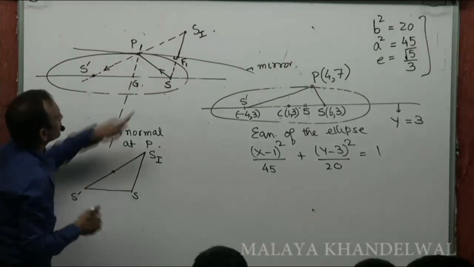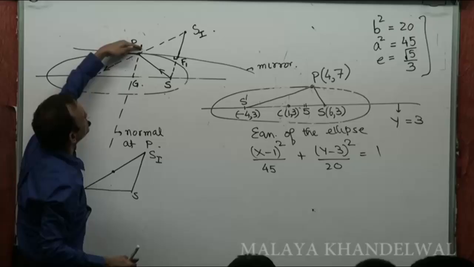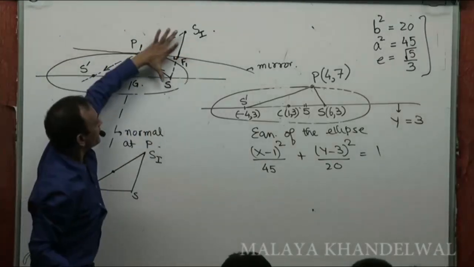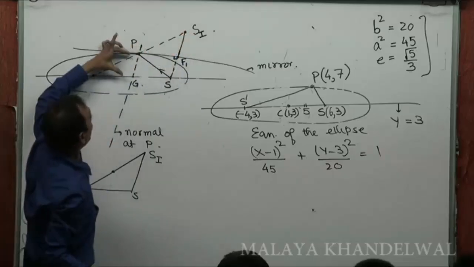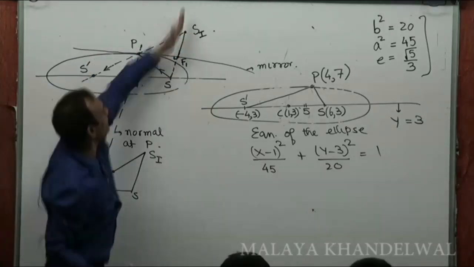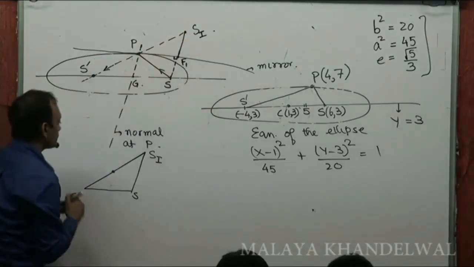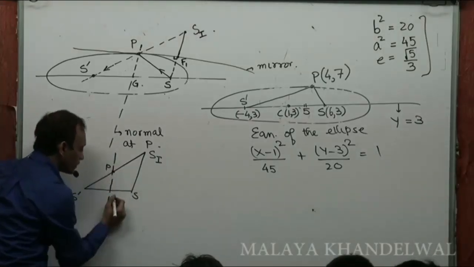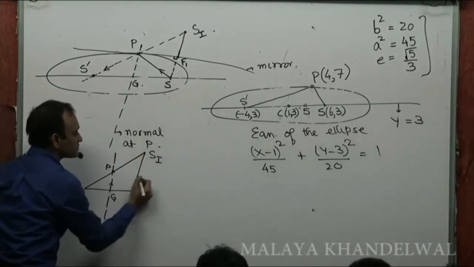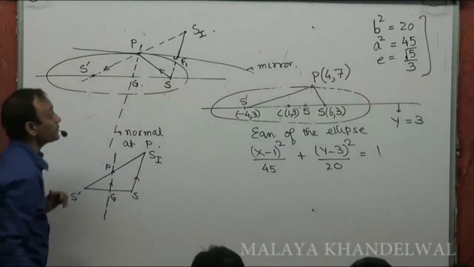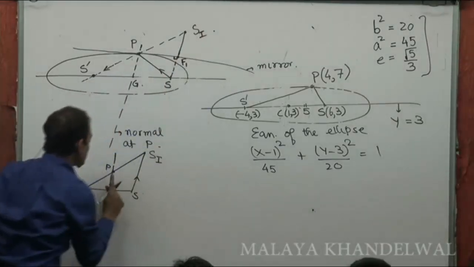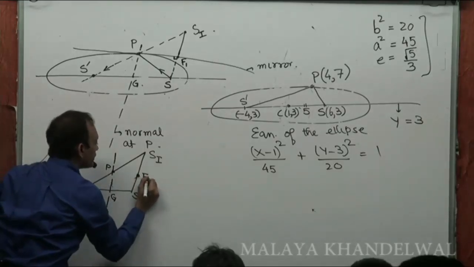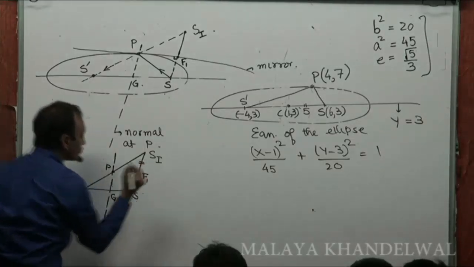By the way, SSI and PG will be parallel to each other, isn't it? Because both are perpendicular to the tangent. SSI is perpendicular to the mirror and PG is also perpendicular. So PG will be parallel to SSI. F1 is the midpoint of SSI, yes or no?